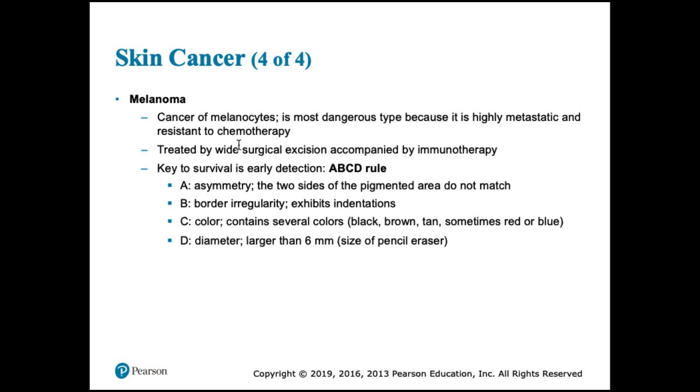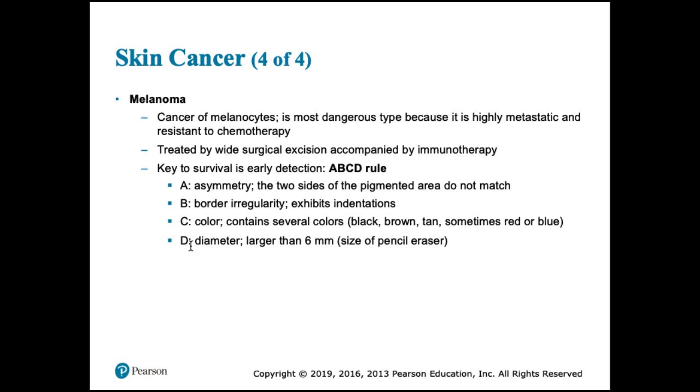So the key to survival is early detection, and we use this ABCD rule. You can use the ABCD rule to look at the blemish or the place on your skin. For A, is it asymmetrical, meaning the two sides of the pigmented areas do not match? For B, do they have border irregularity that exhibits indentations? C is for color: it contains several colors. It could be black, brown, tan, sometimes red or blue.